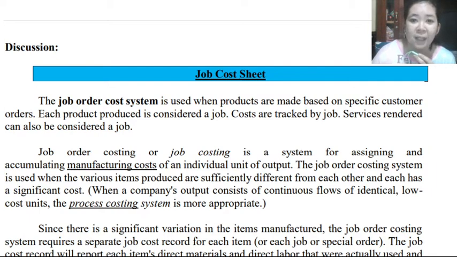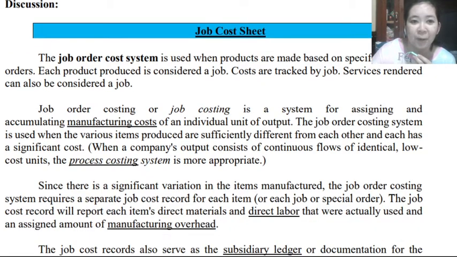Whereas, again, if the products are produced in a batch system in which they are produced continuously, having identical or the same features, then the term that we use here is process costing. Please take note of the difference between job order costing and process costing. We will also have a separate module for process costing later on.